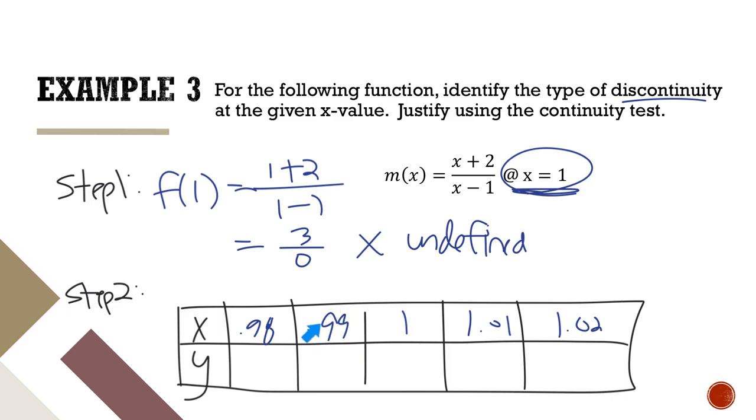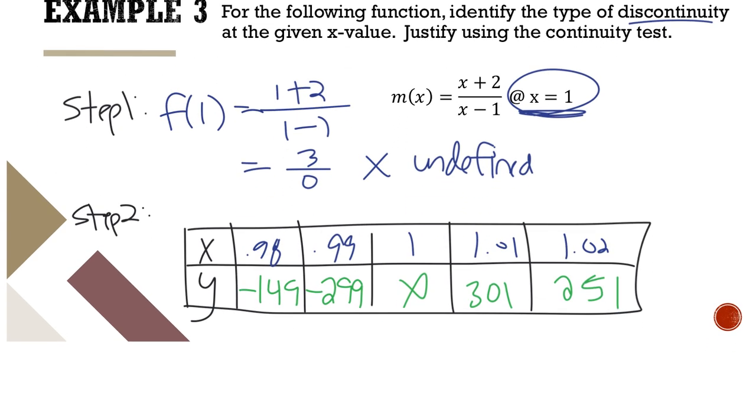Using my calculator, plug this value in here. So 0.99 plus 2 over 0.99 minus 1, what is that value? If we do that, we should get negative 299. This is negative 149. If we plug in 1, it's an error, and this is 301, and this is like 251-ish or so. As we can see, this is going really small. This is going really big. If I even put in smaller numbers, this would get really big, and this would get really, really small.